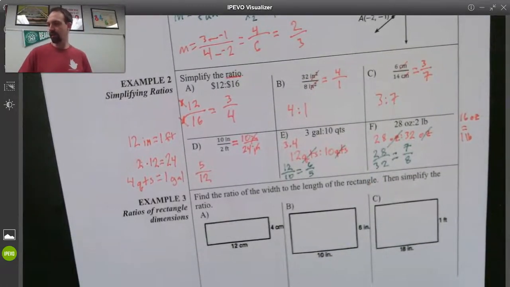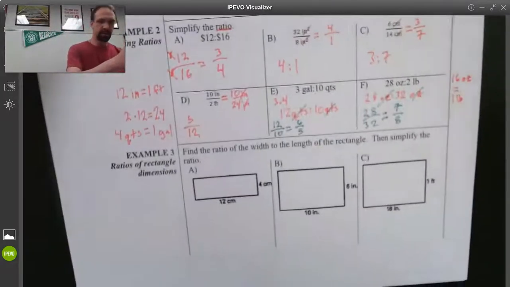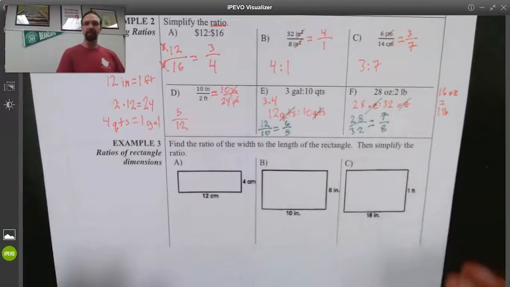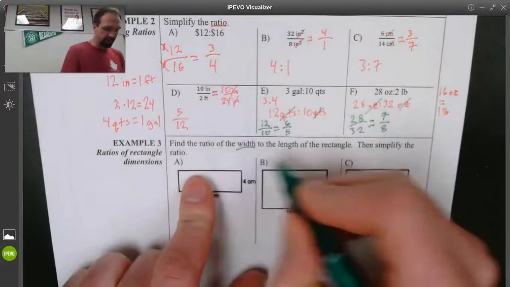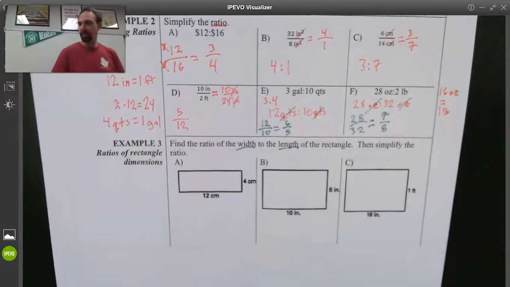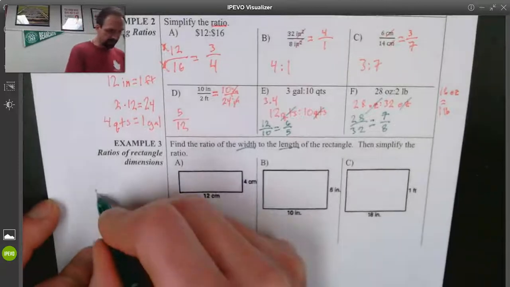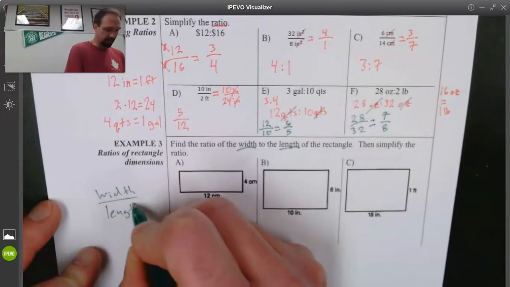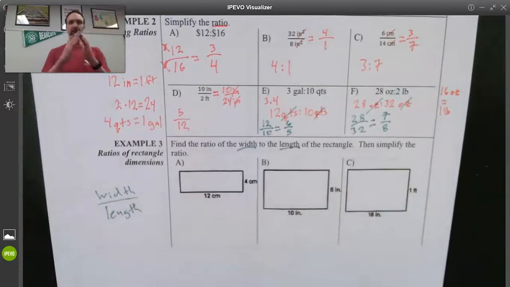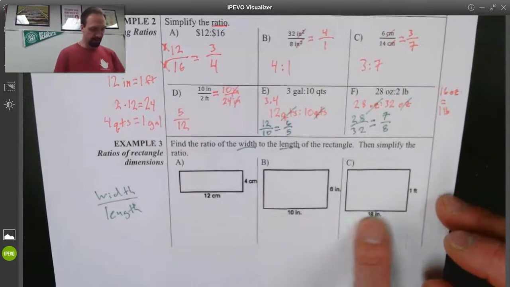Now we have example 3. So this one's find the ratio of the width to the length of the rectangle, then simplify the ratio. So the width is first, the length is second. When we're talking about width to length, that means width is going to be our numerator, and then length is going to be our denominator. Generally with width, we talk about how wide something is from left to right. So we're going to call this part the width.